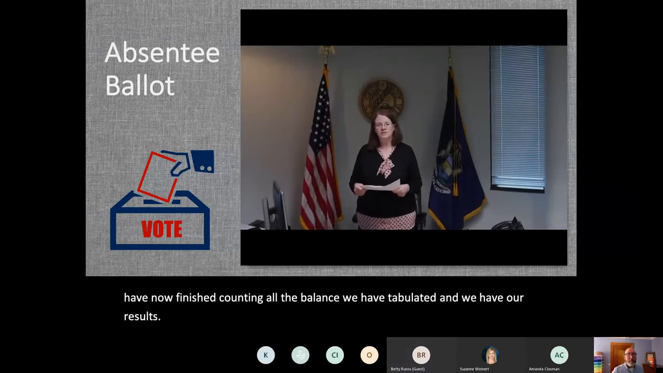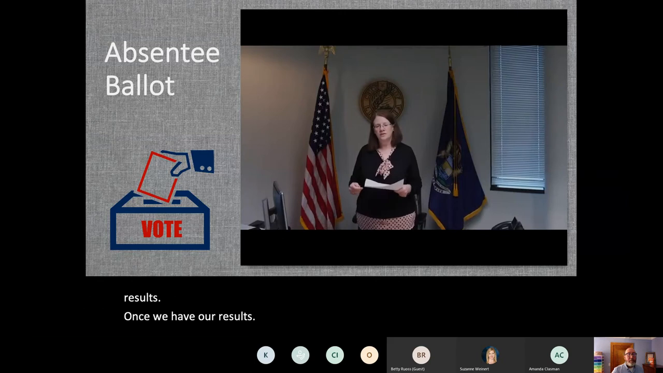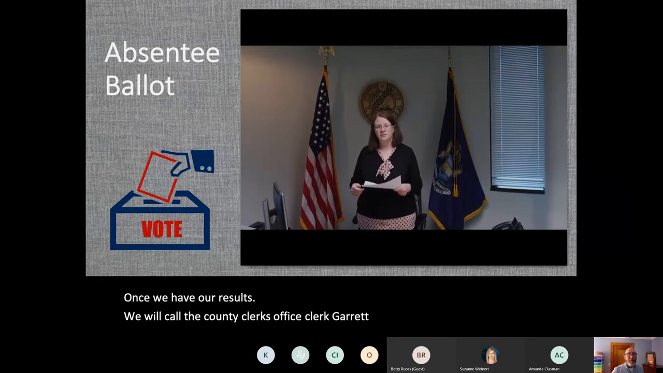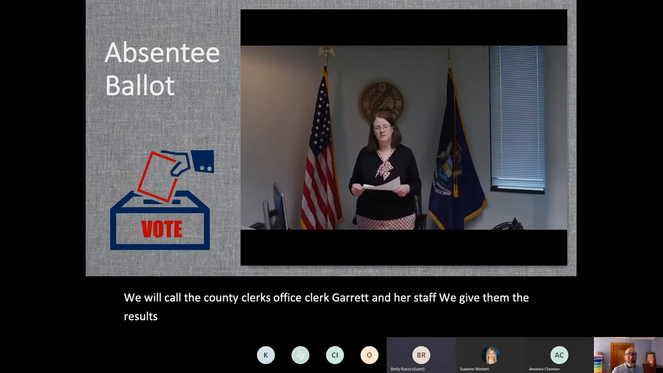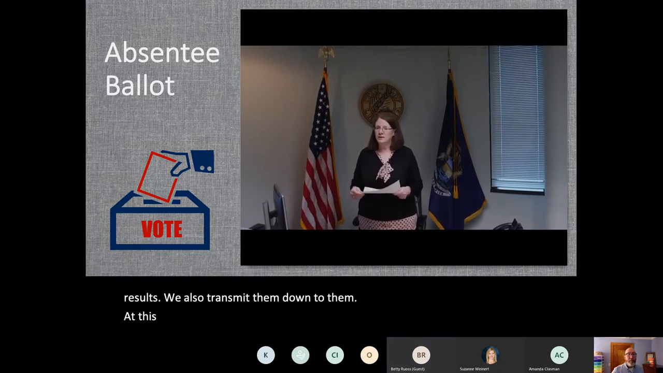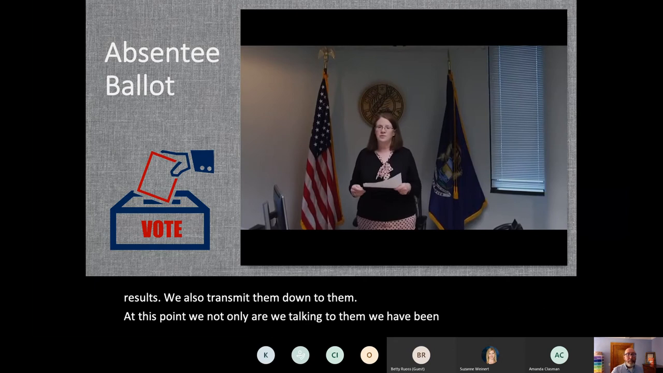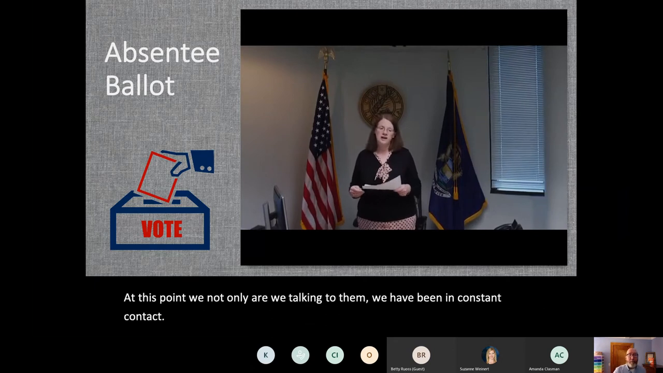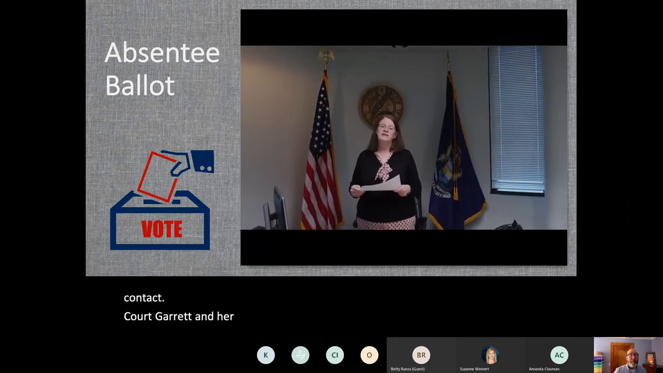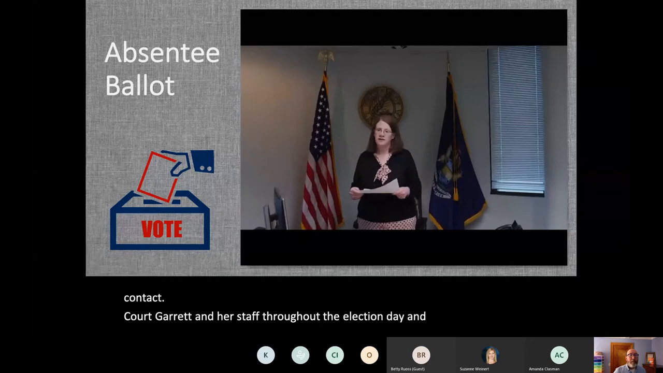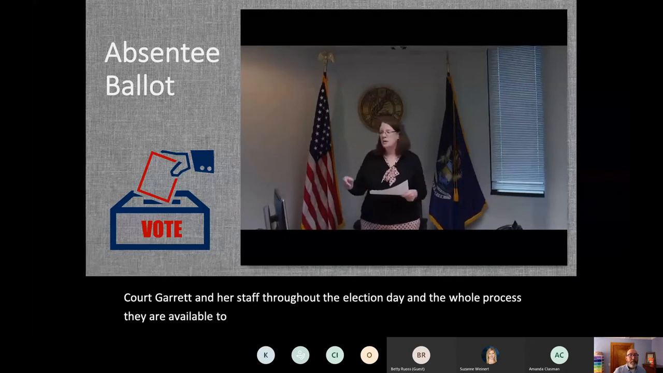Once we have our results, we will call the county clerk's office, Clerk Garrett and her staff. We give them the results. We also transmit them down to them. At this point, we not only are talking to them, but we have been in constant contact with Clerk Garrett and her staff throughout the election day and the whole process. They are available to us at all times.